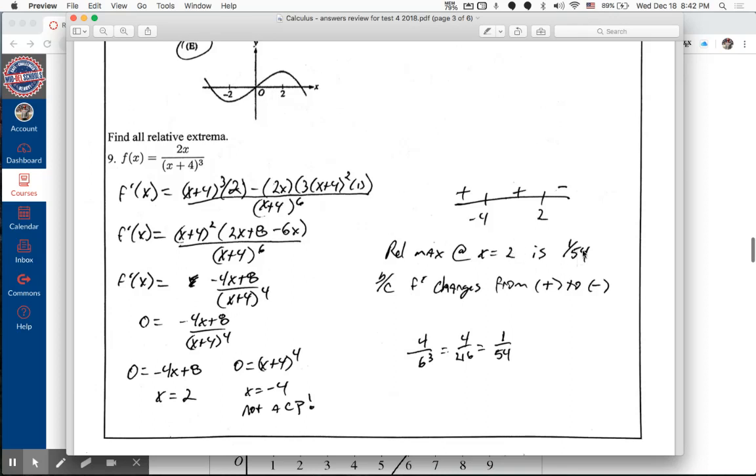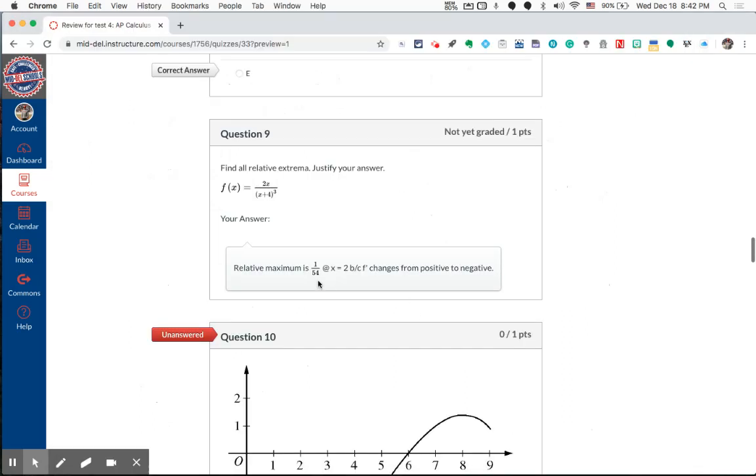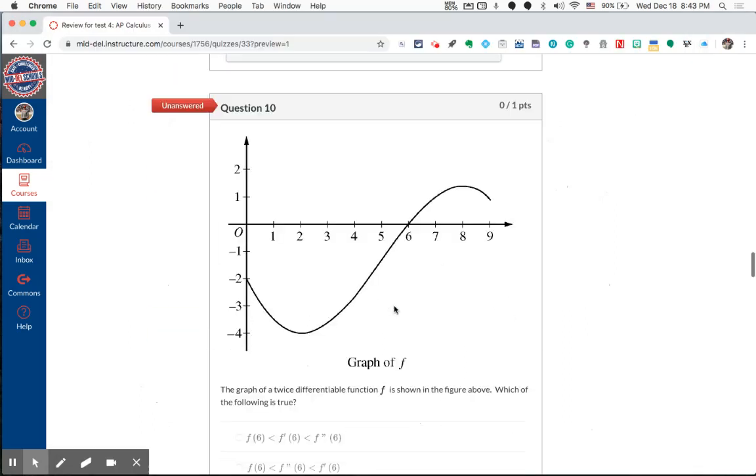And in this case, I went ahead and found the y value, which is 1/54th, because f prime changes from positive to negative. Remember, if you want to get the y value, you plug the x value back into the original. So if you plug 2 in here, you get the 1/54th. All right, and that's what I've got there.